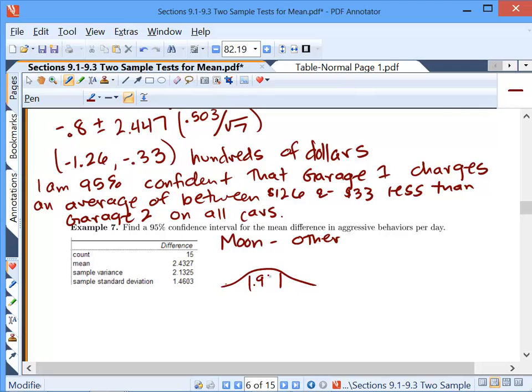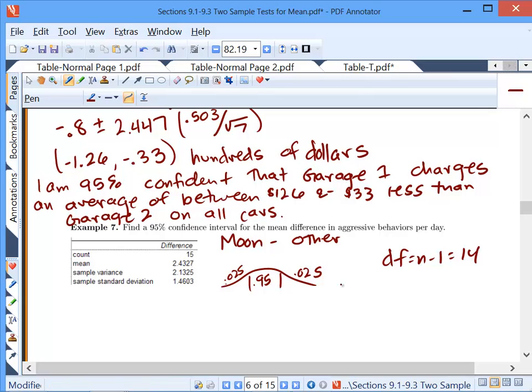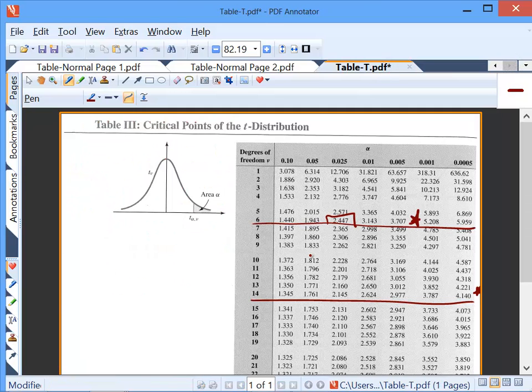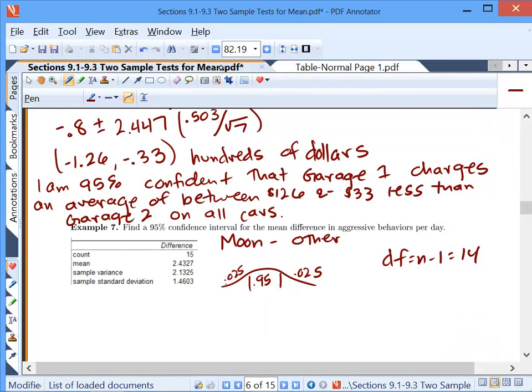So again, for a 95% confidence interval, that would leave me with 0.025 in each tail. My degrees of freedom are n minus 1, so 14. Let's go find our critical value. Of 2.145. So T star equals 2.145.